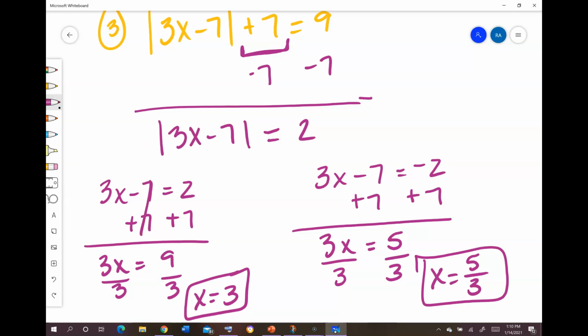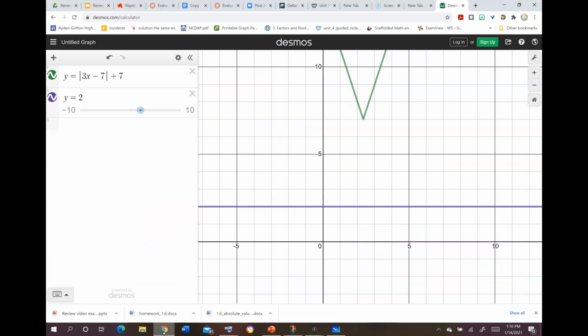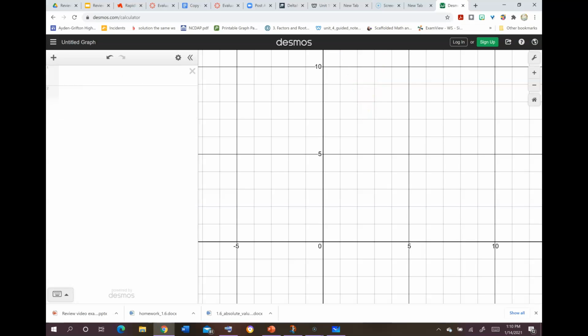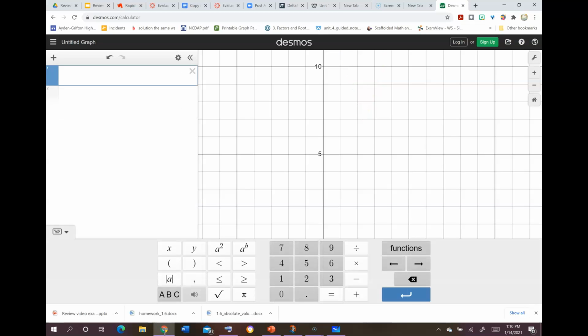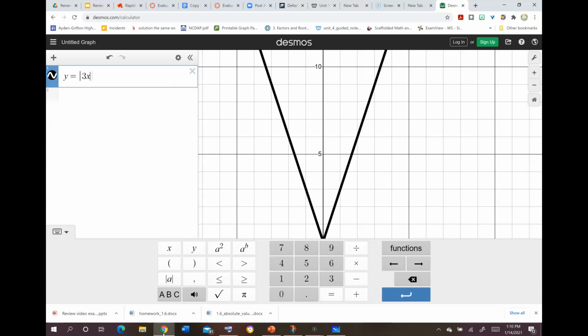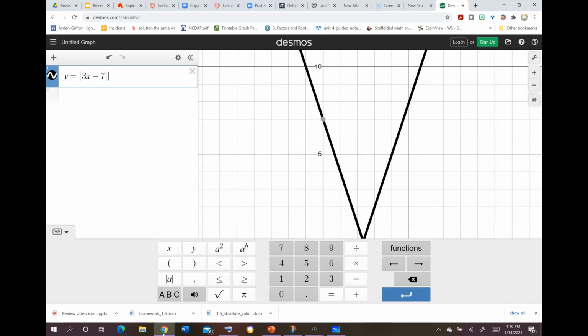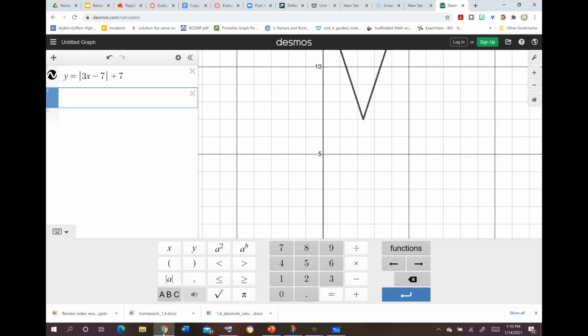Again, left-hand side line 1, right-hand side line 2. We go back to Desmos. Okay? And we're going to say y equals the absolute value of 3x minus 7. And then it's going to be plus 7. And then right-hand side's line 2, which is going to be y equals 9.